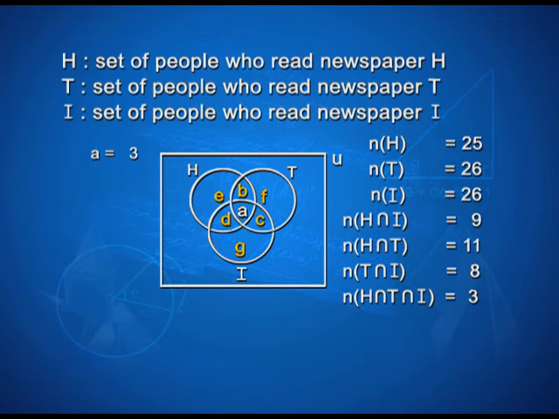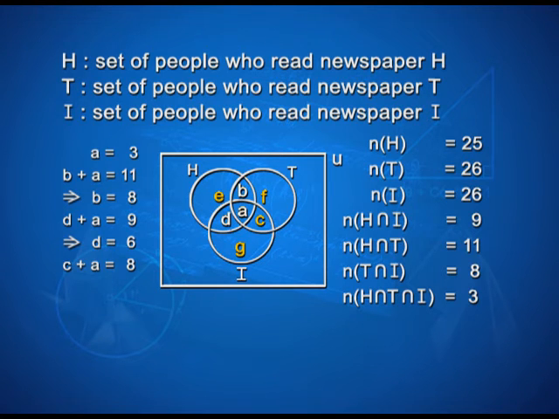A is given to be 3. If we see in the Venn diagram, B plus A is given to be 11, which implies that B is 8. Similarly, D plus A is 9, which gives that D is 6. Also, according to the question, C plus A is 8, which will give us that C is 5.